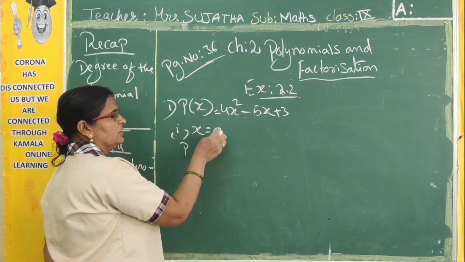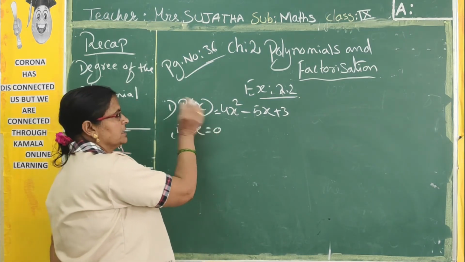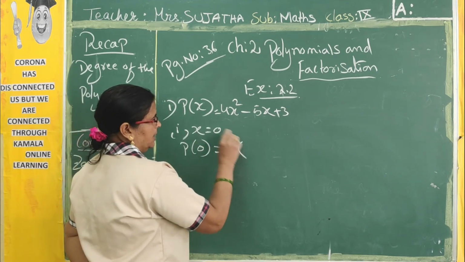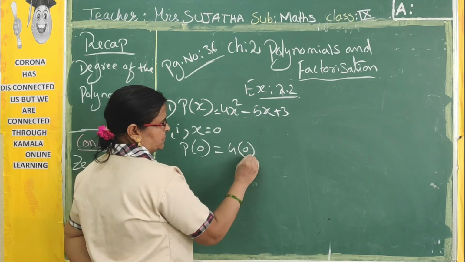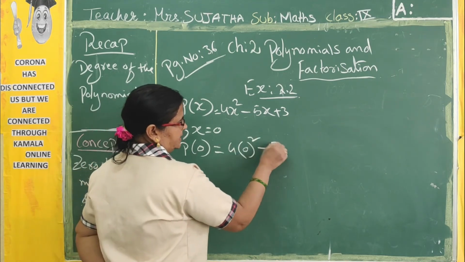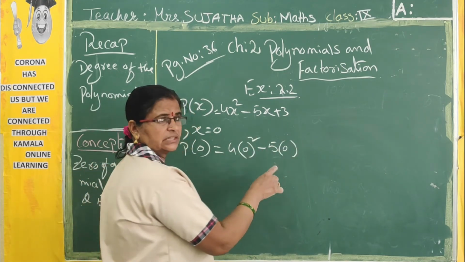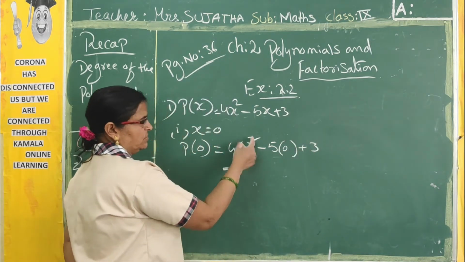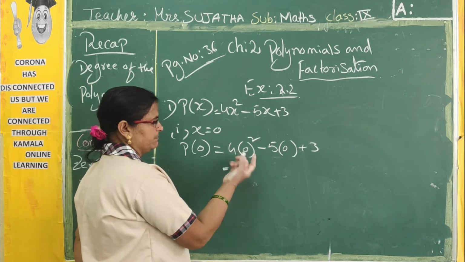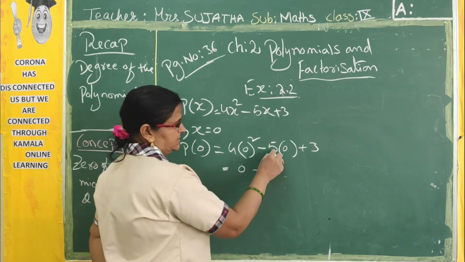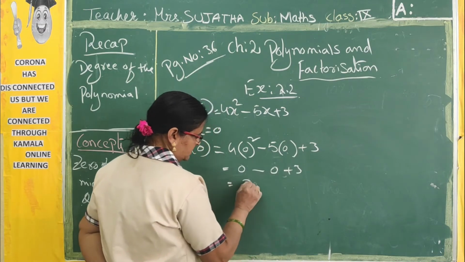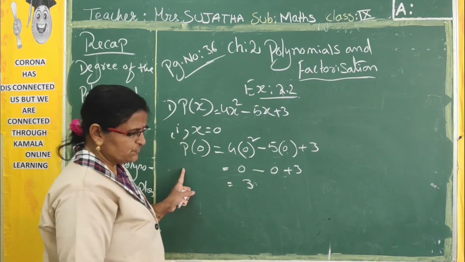So, P of 0 we are taking. In place of x, you have to substitute 0. 4 times 0 squared minus 5 of 0, where "of" is nothing but multiplication, then plus 3. Now 0 squared is nothing but 0. 0 into something becomes 0. Minus 5 into 0 is 0. Plus 3. So what is the answer? 3. This is the first one.